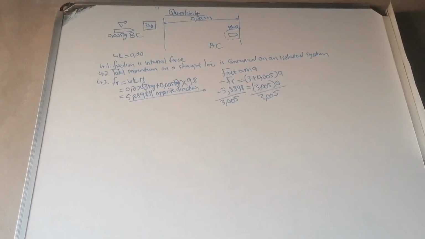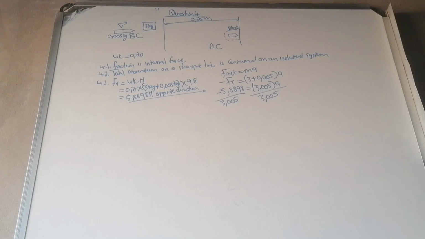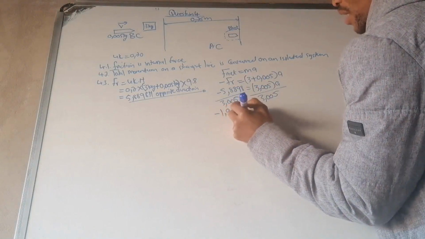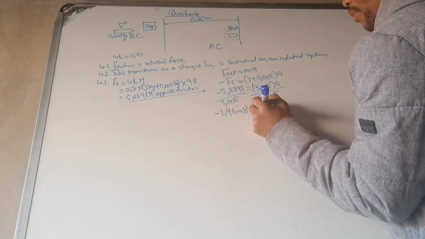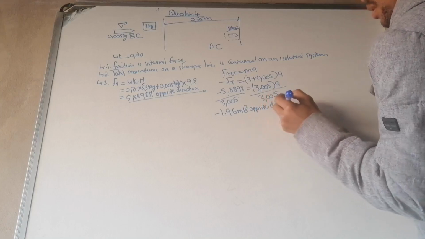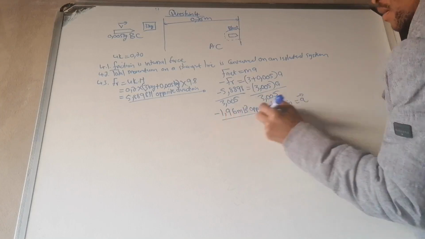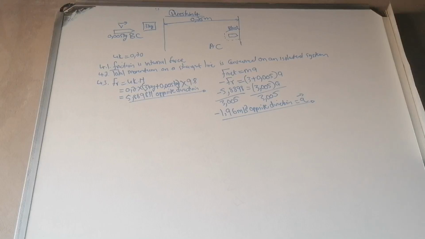And what value will I find? Negative 5.8898 divided by 3.005, and I'll find an acceleration of negative 1.96 meters per second squared in the opposite direction, and this is my acceleration. So if that is my acceleration, that is fine.